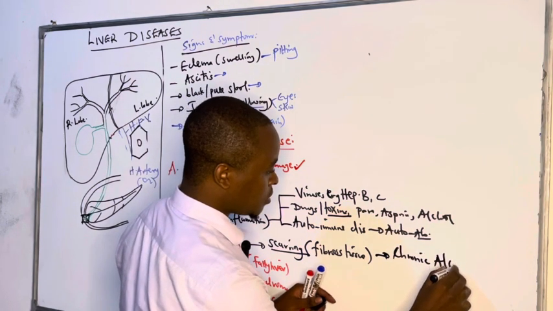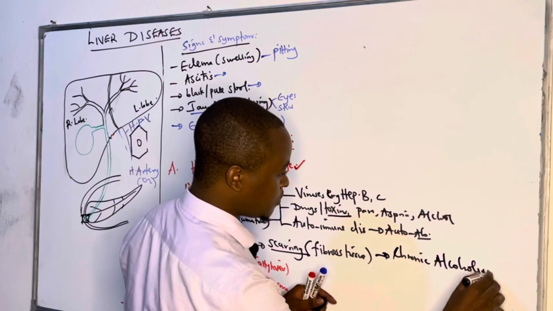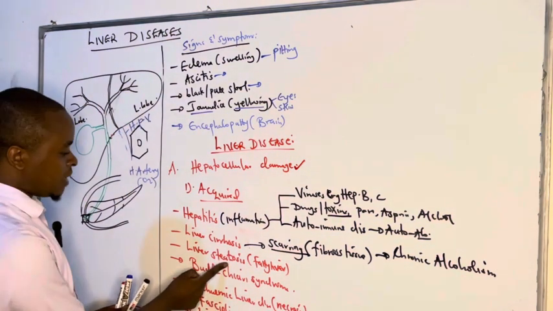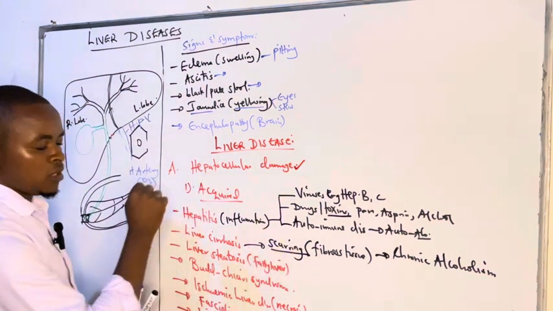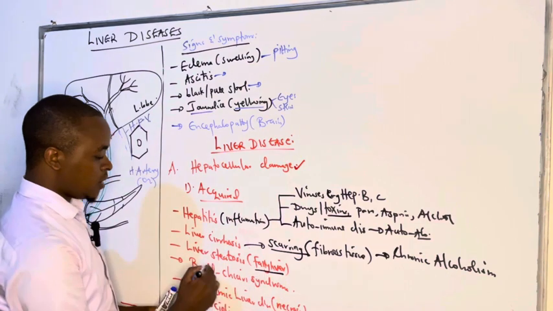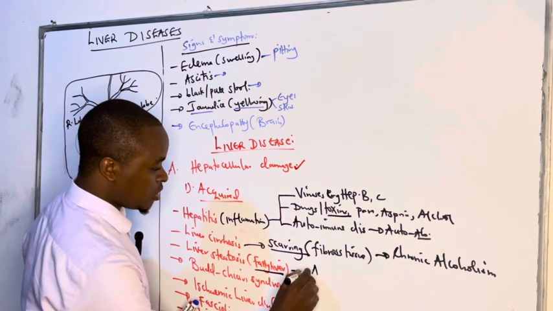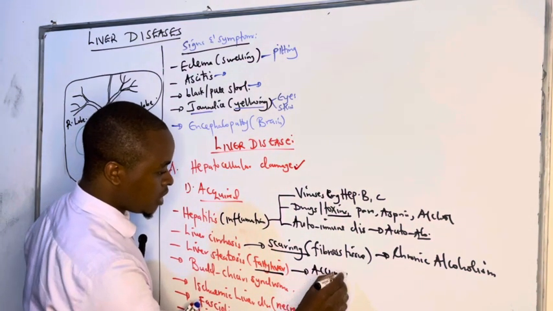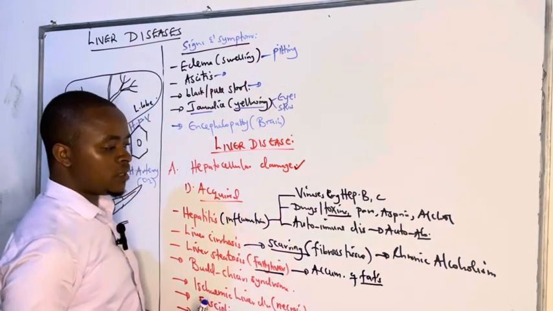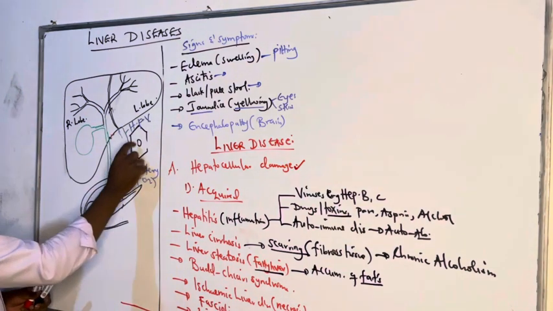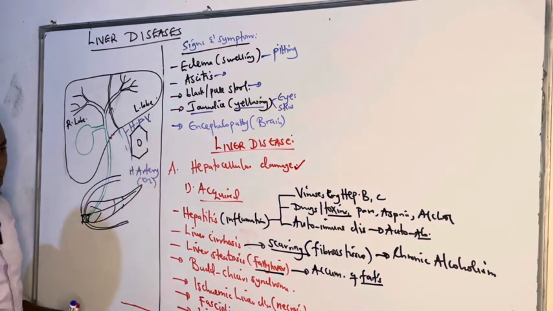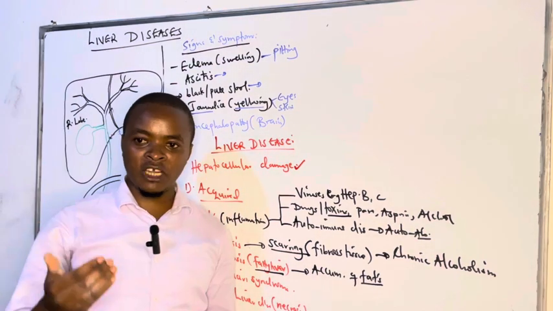The major, or the leading, cause of liver cirrhosis is chronic alcoholism. Chronic alcoholism can be part of that, or even liver steatosis can also lead to liver cirrhosis. Liver steatosis is accumulation of fats in hepatocytes. And whenever fats accumulate, they occupy the functional space of the liver hepatocyte, causing the hepatocyte to lose its functionality.